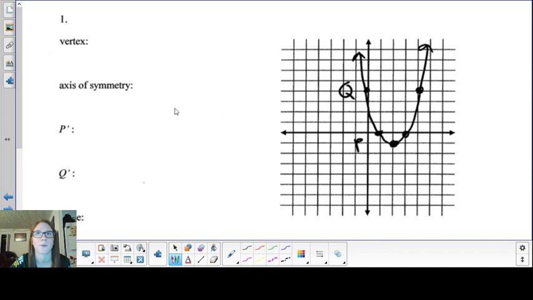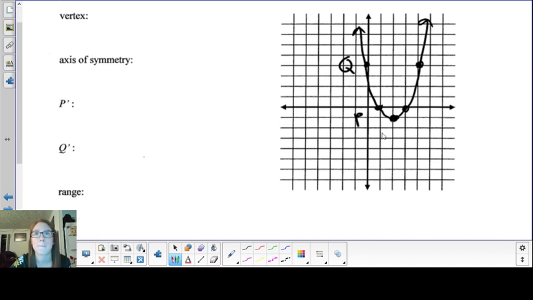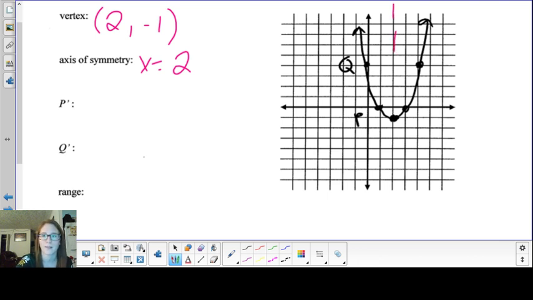All right, let's take a look at the next one. Finding my vertex. He's at 2, -1. And again, we know the axis of symmetry is going to be wherever the x value of my vertex is. So it's going to be at the line x is 2. If P is this dot over here at 1, 0, P prime is going to be the reflected version on the axis. Sorry, the axis. So he's going to be over here at 3, 0.